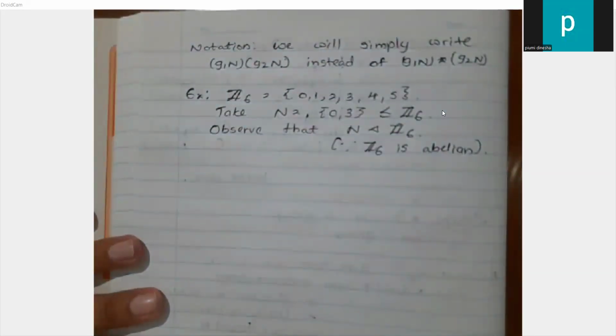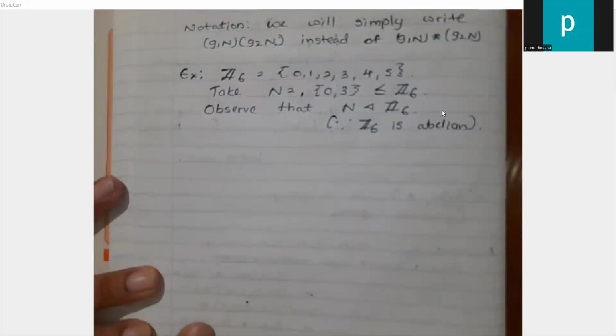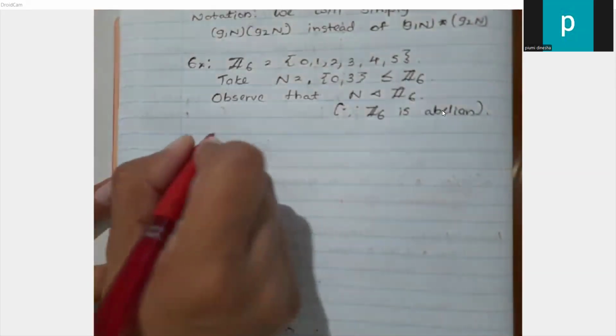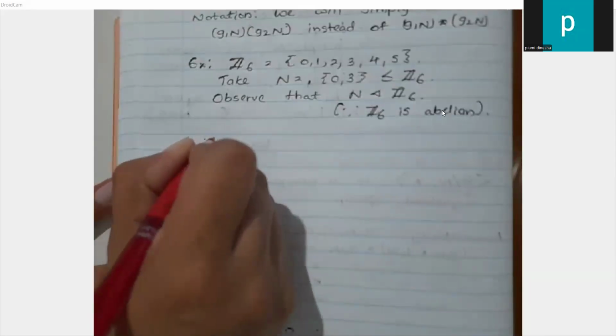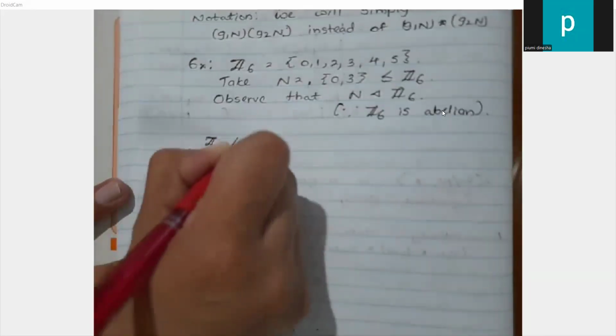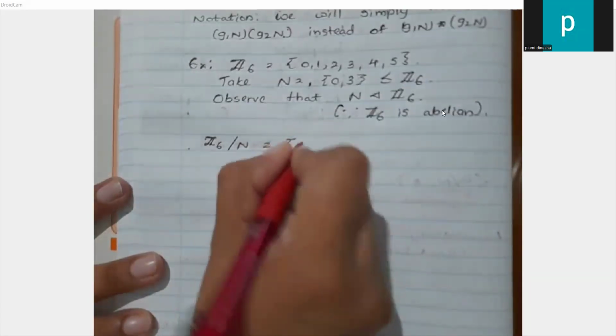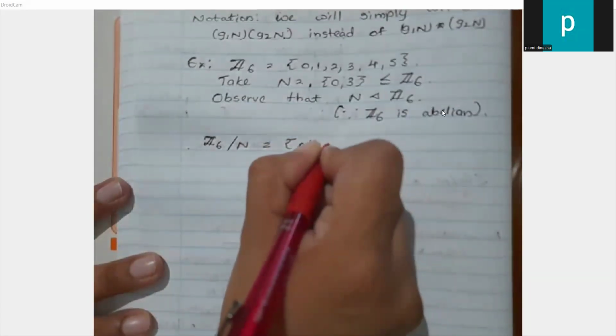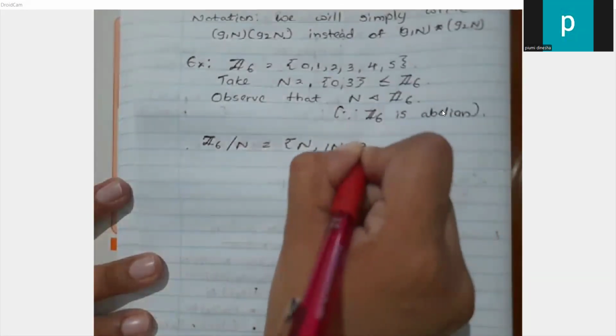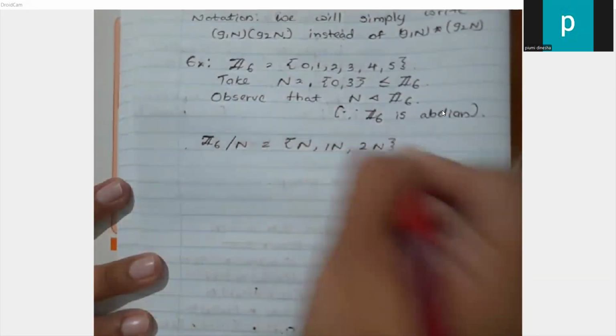Z6 is abelian, right? Now let's find the quotient group and write down its multiplication table. Okay, so we see that Z6 over N is simply given by N, then 1 times N, then 2 times N. Right, how do we get this group? We are supposed to find all left cosets of N in Z6.